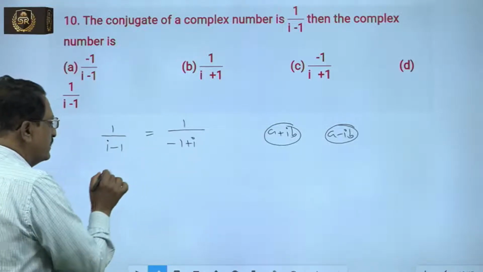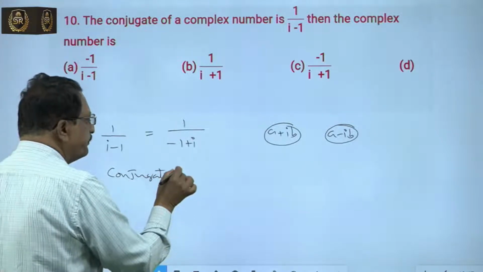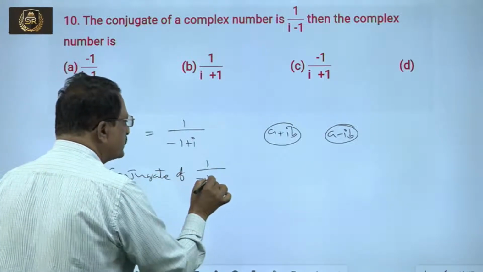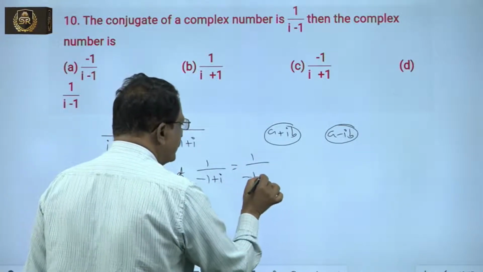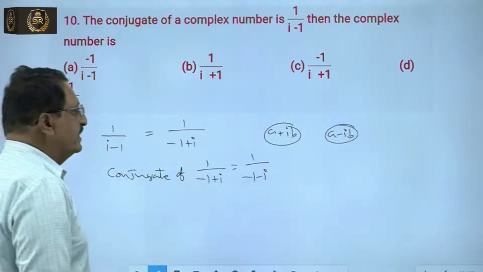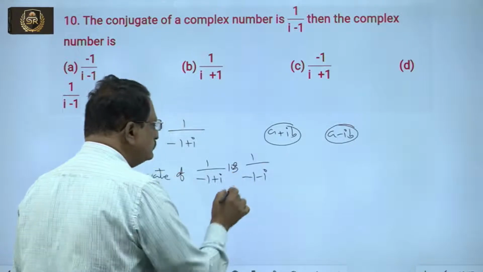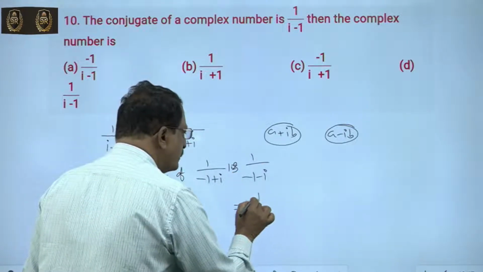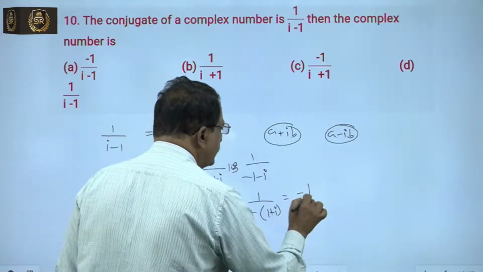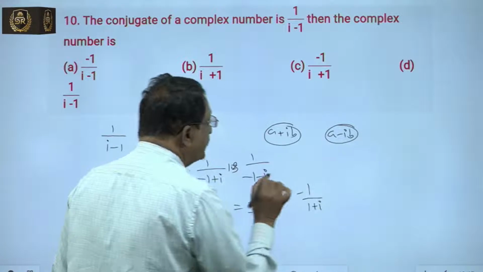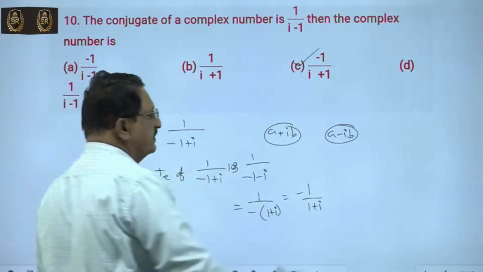Therefore, the conjugate of 1 by minus 1 plus I equals 1 by minus 1 minus I. That equals 1 by minus, taking common minus of 1 plus I, that equals minus 1 by 1 plus I, or minus 1 by 1 plus I. Now third option is correct.